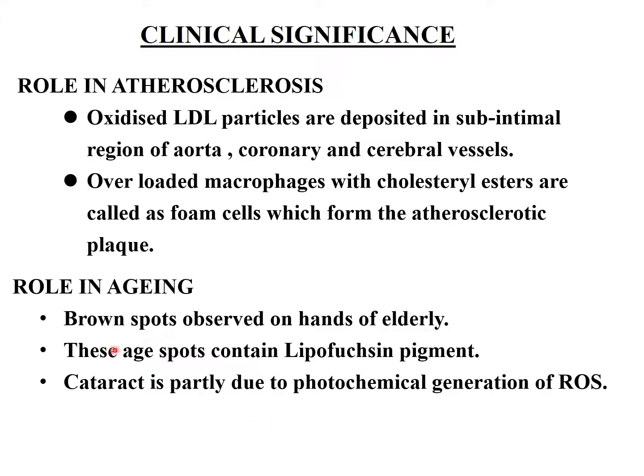The second example is the development of cataract. Cataract development is very common in the elderly age group. The reason is some kind of photochemical generation of ROS species, like the presence of harmful radiations or harmful rays, which allows the formation of cataract. Basically, the lens, in the presence of these free radicals, becomes opaque, when it is supposed to be transparent and translucent, and that's how they develop cataract.